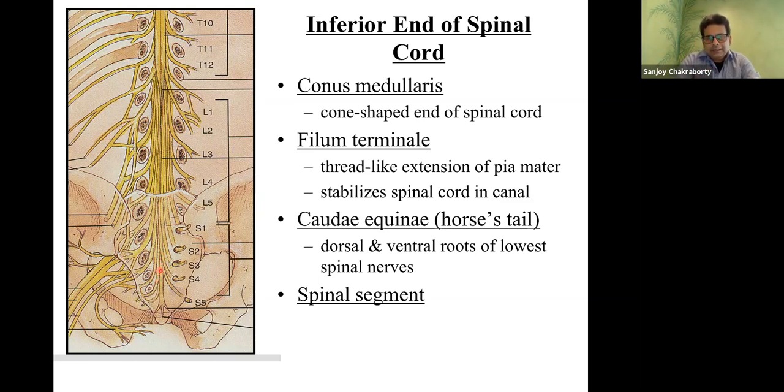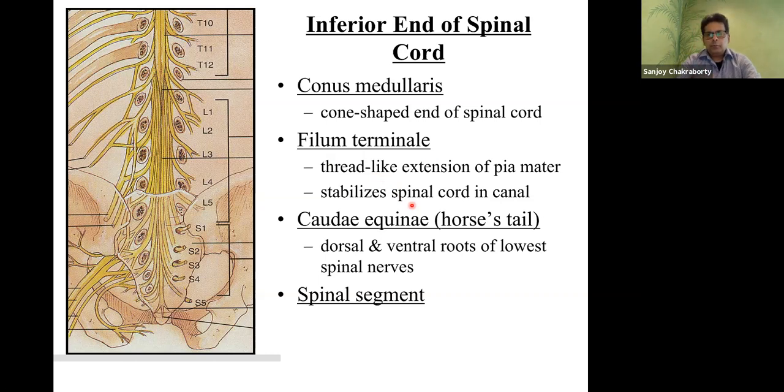So the pia mater finally creates a thread-like structure that anchors the spinal cord and stabilizes it to the floor, like the coccyx bone. That thread-like extension right over here we call the filum terminale. So the filum terminale is nothing but a thread-like extension of the pia mater. The pia mater continues all the way, but again, the dura and arachnoid stop around the S1 and S2 region. Okay, so that's basically the overall anatomy, from the foramen magnum to the coccyx.